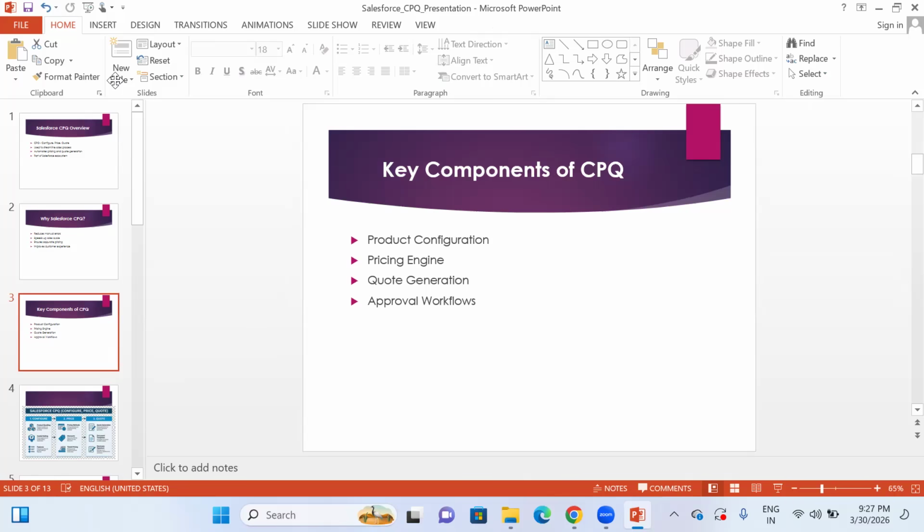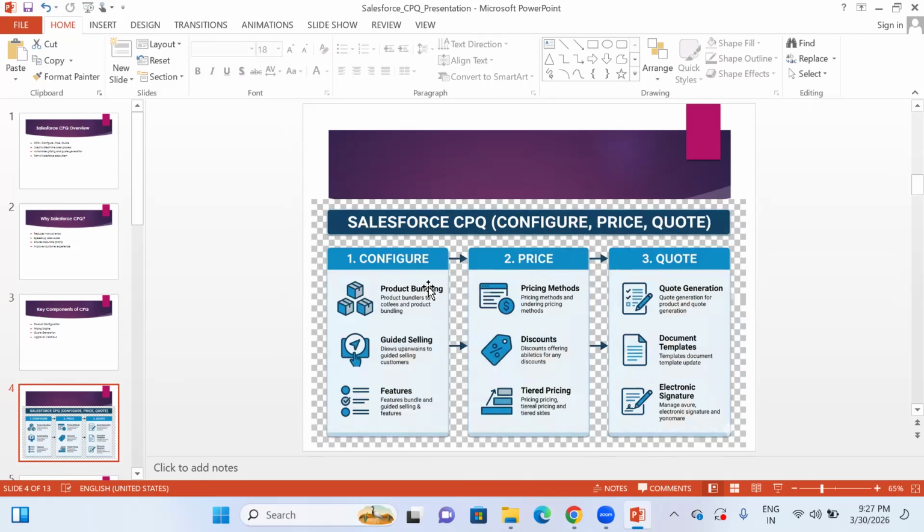Now, for a detailed understanding of configuration, the first is product bundling, where whatever product bundling we have will be configured. At the same time, we can do guided selling, where we guide customers through the selling process. Along with that, the different features we have, including selling features, are taken into account. This is all from the configuration point of view.